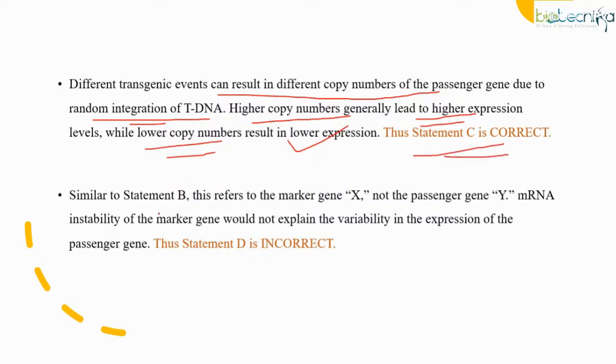And like statement B, statement D is also incorrect, because here they are asking for the mRNA instability of the marker gene. So that is not relevant to your passenger gene. Okay. So you can ignore statement D, but A and C will be the correct answer. Okay.